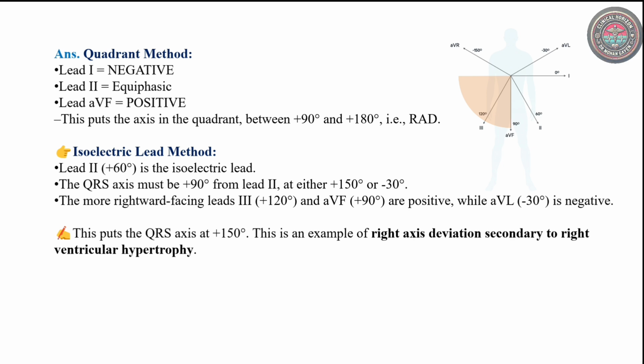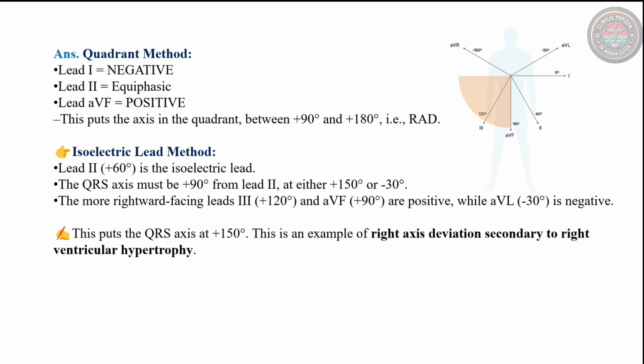Step 3. Interpret the quadrant. A negative QRS in lead 1 and a positive QRS in lead AVF places the axis in the right axis deviation range, which is between plus 90 degrees and plus 180 degrees. Final answer is right axis deviation. Common causes of right axis deviation. Right ventricular hypertrophy: an enlarged right ventricle causes a rightward shift in depolarization.